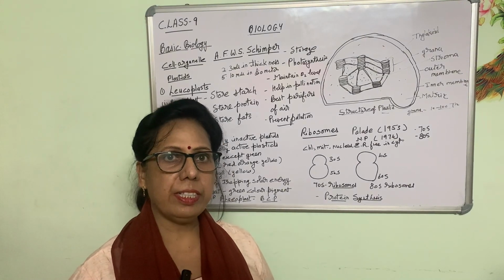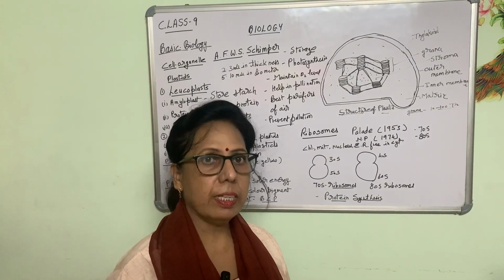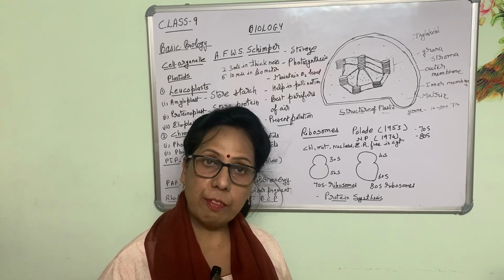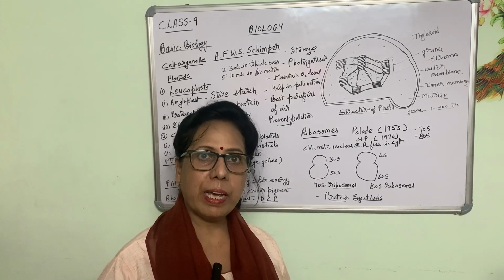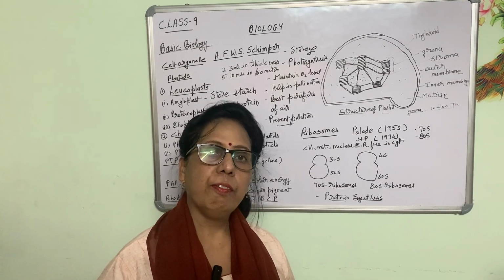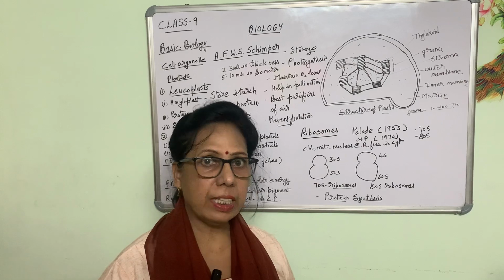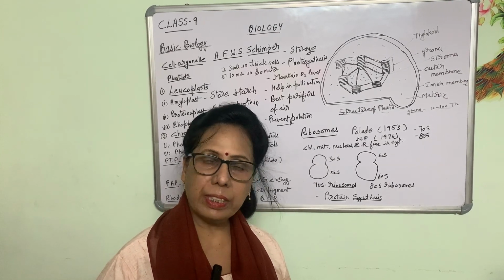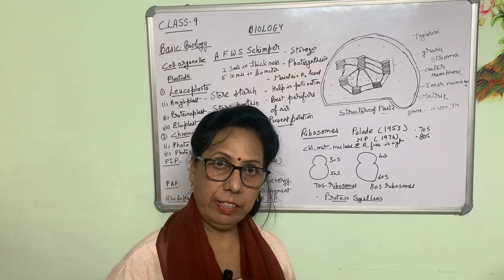Now these plastids are present in the plants, absent in blue-green algae, fungi and bacteria. Plastids are absent in blue-green algae, fungi and bacteria. They are not seen, though they are also considered as plants, but they are absent in that, right?